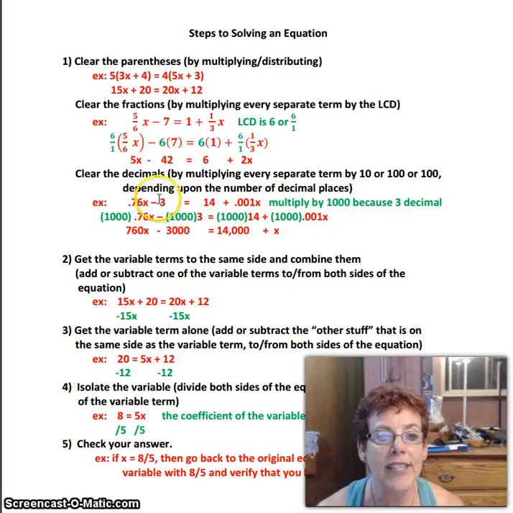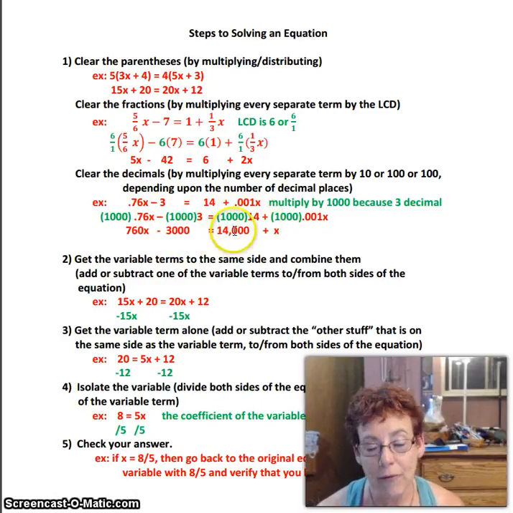We're going to multiply every single term by 1,000. And here, since we're multiplying 0.76 by 1,000, it's got 3 zeros. We're going to move that decimal point 3 places to the right, making that number bigger. Multiplying by 1,000 makes the number bigger. So that's why we move it past the 7, past the 6, and we need one more place, so that's why we have to add the 0 and wind up with 760. We're multiplying the 3 by 1,000, getting 3,000. We're multiplying the 14 by 1,000, getting 14,000.